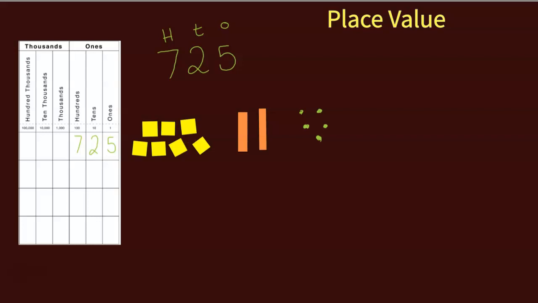1, 2, 3, 4, 5, 6, 7. So these squares represent hundreds, remember? So this is 700. This is 1, 2. These rectangles represent tens. Well done. That was a pause for you to let me know because you didn't realize. And then these dots represent ones. So it's 1, 2, 3, 4, 5. So this number is 725.